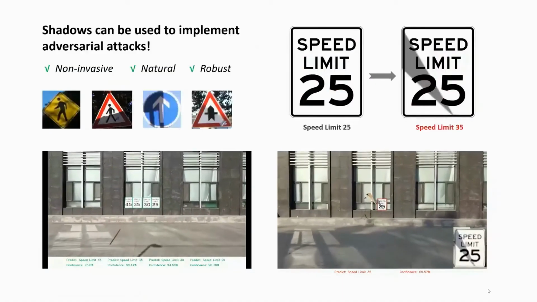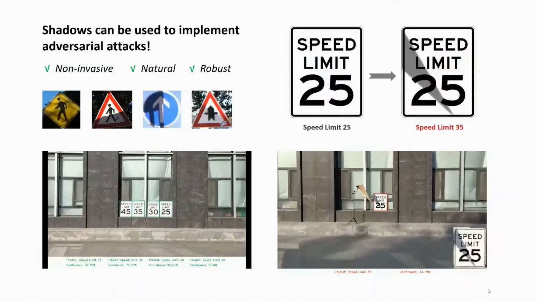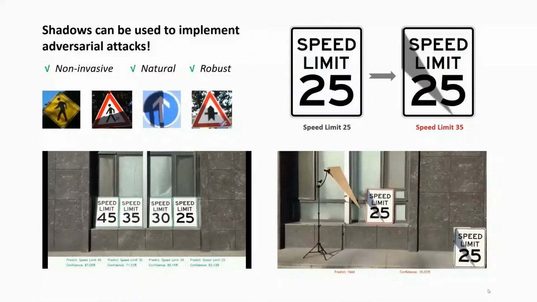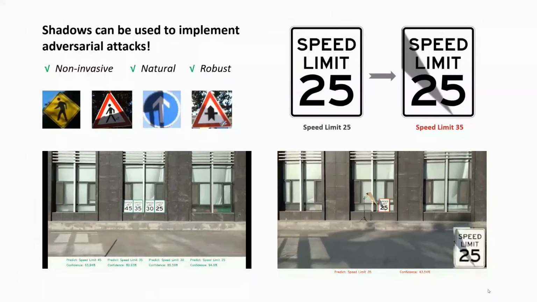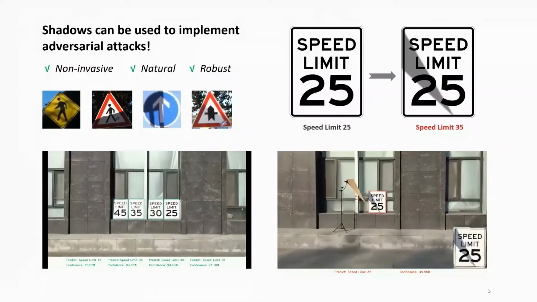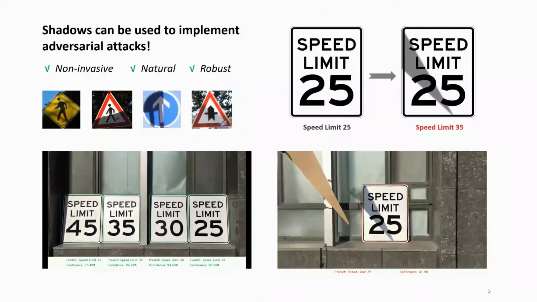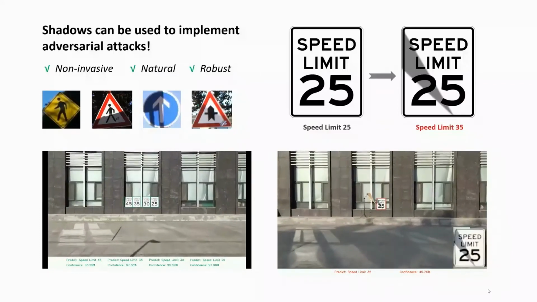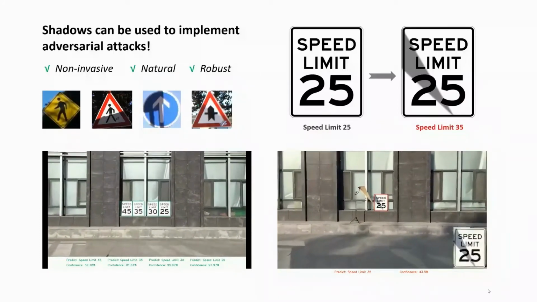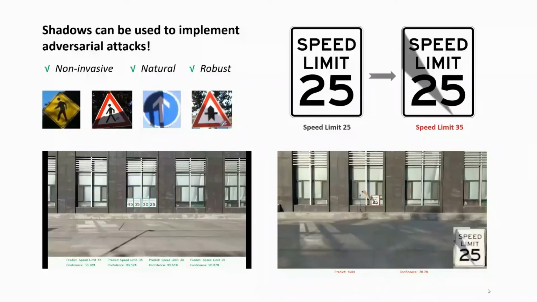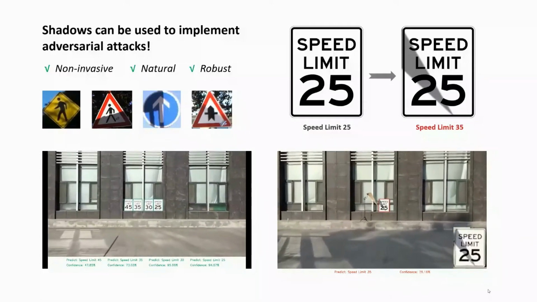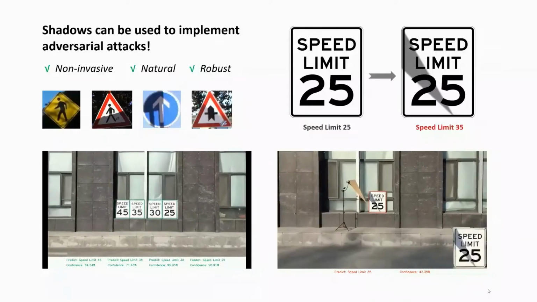Our answer is yes. All we need to do is place the light-blocking object such as a cardboard in the right place to produce an appropriate shadow, then we can fool the classifier to give a wrong prediction. As you can see in the video on the right, a speed limit 25 sign is consistently recognized as a speed limit 35 sign. This attack method is obviously non-invasive, and at the same time, by making use of shadows, no sophisticated man-made equipment is needed.